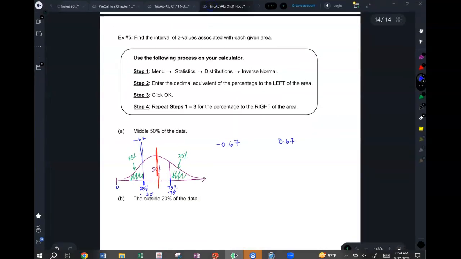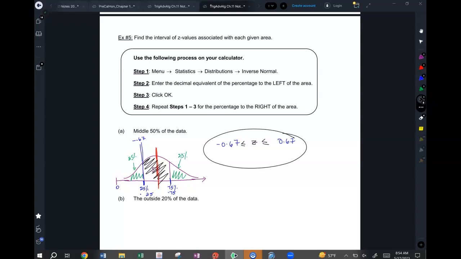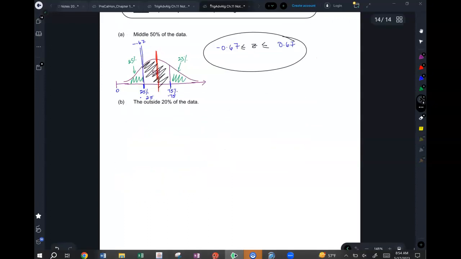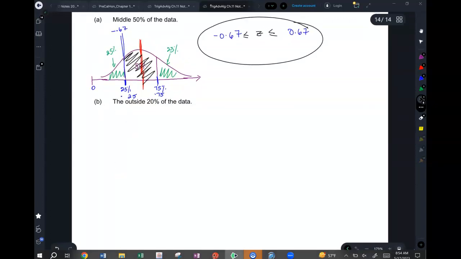Now, because the data that I want is bounded between these two, where is the data that I want? It's this one. Over here, I say z is greater than or equal to negative 0.67 and less than or equal to 0.67. You have to put it in the proper inequality. All right? So now, let's do this next one.